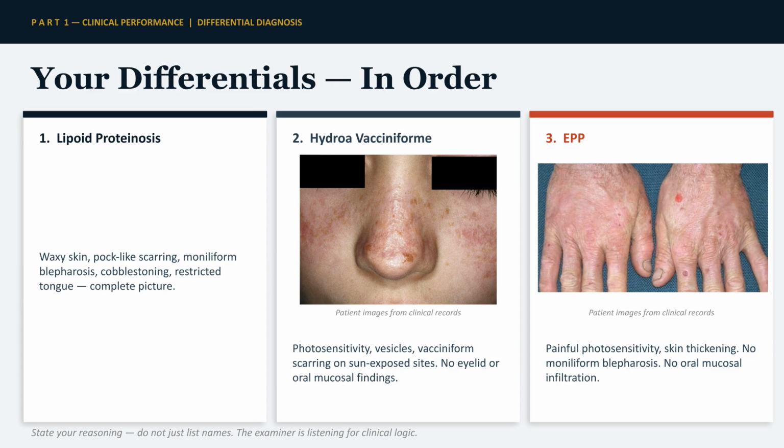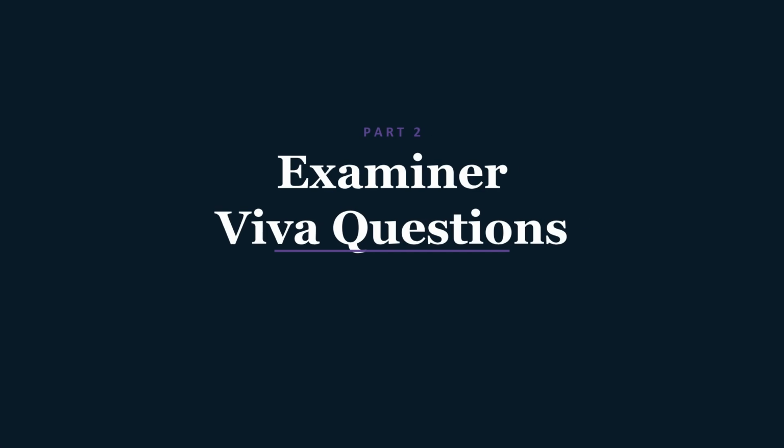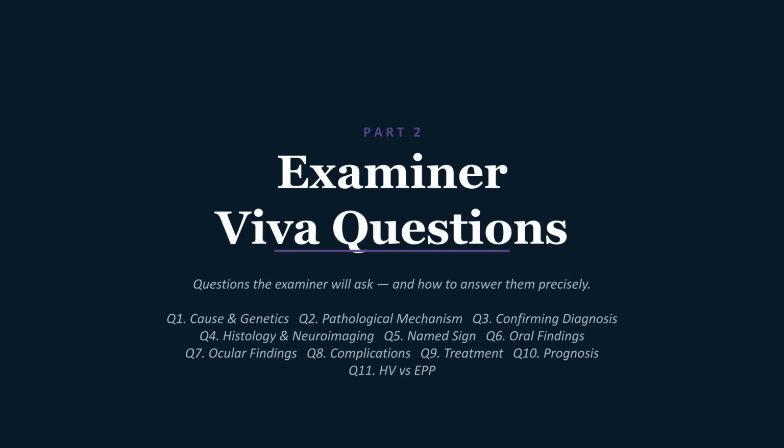State your reasoning. Do not just list names. The examiner is listening for clinical logic. Part 2 focuses on examiner Viva questions. We will cover the cause, genetics, pathological mechanism, confirming the diagnosis, histology, neuroimaging, named signs, and treatment and prognosis.